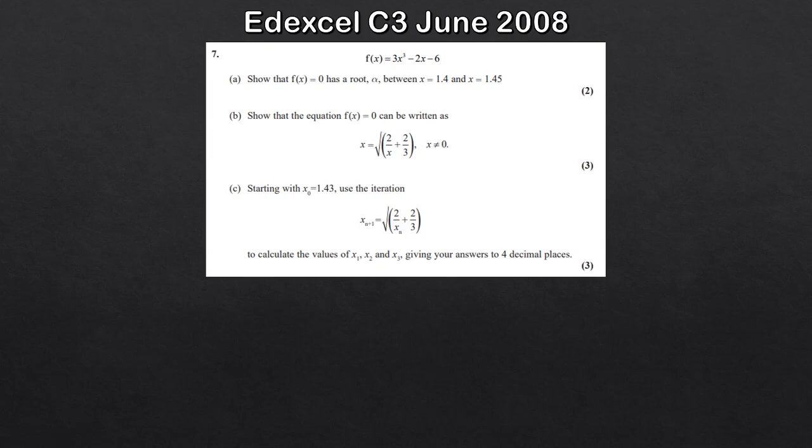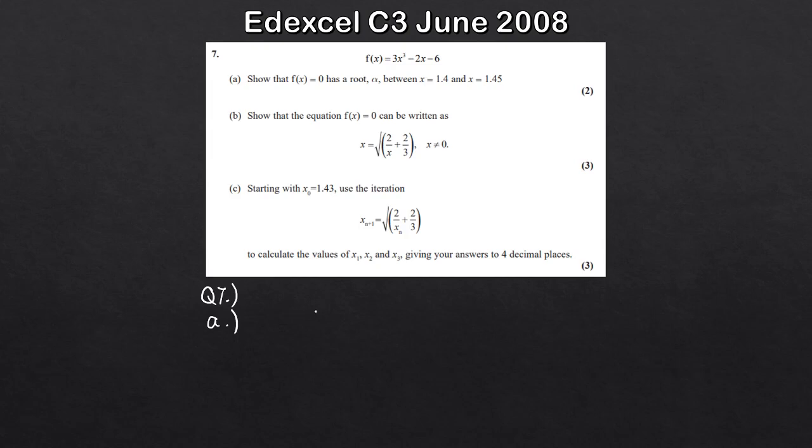Moving on to this final question here then. We've got f of x equals 3x cubed minus 2x minus 6. We want to show that f of x equals 0 has this root alpha, which is between 1.4 and 1.45 to start with. So let's have a look at that first. Just like we've been doing with the previous questions, we need to consider the change in sign. So question 7, part A.